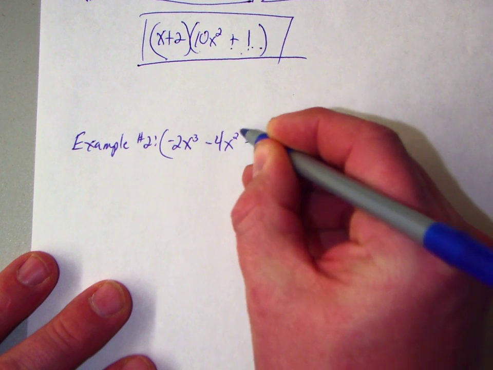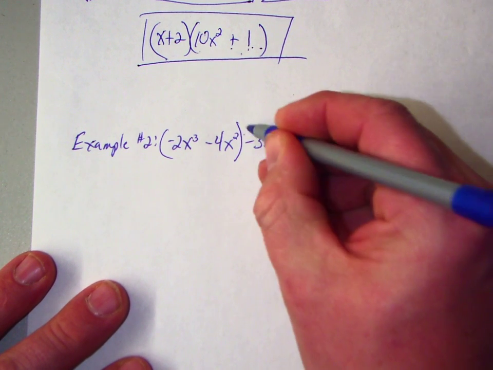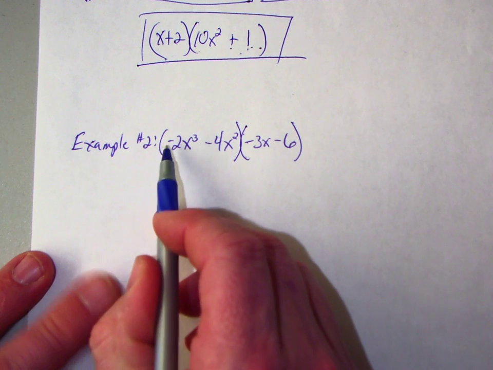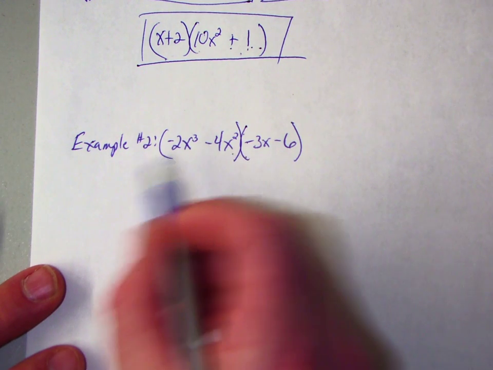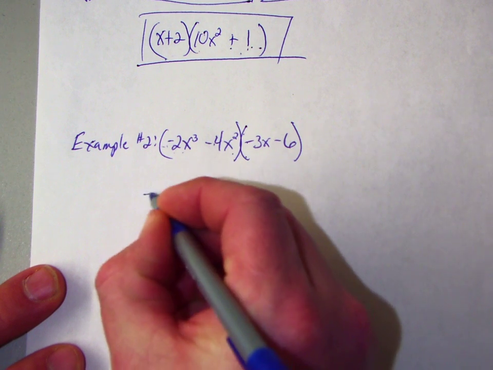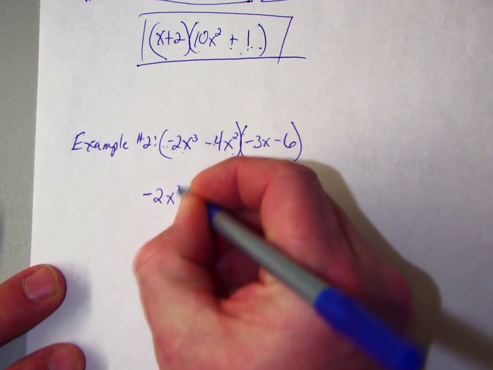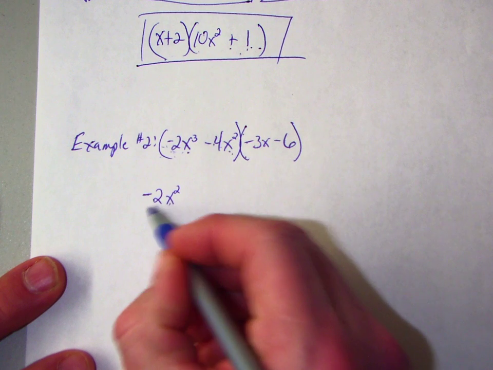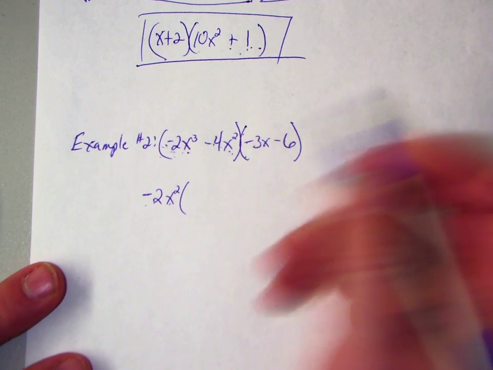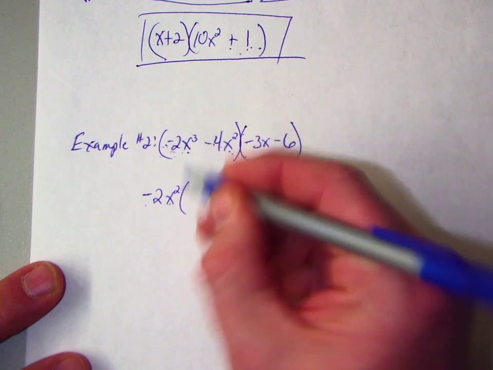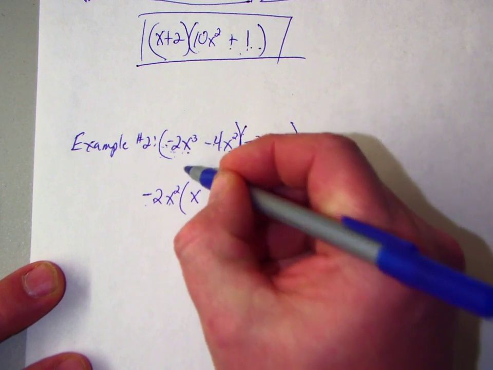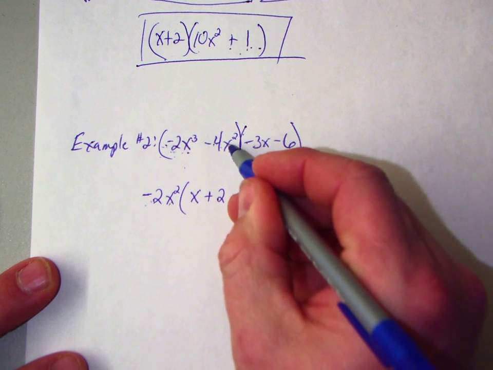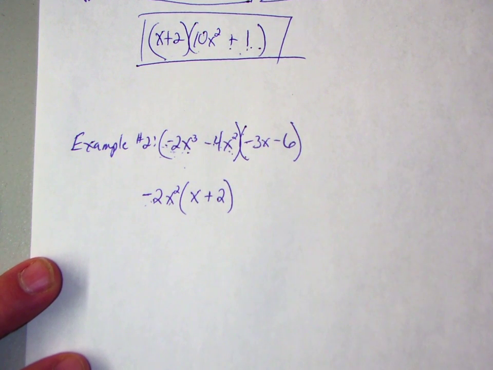Put parentheses around the first 2 terms and parentheses around the last 2 terms. Make sure you put the parenthesis in front of the sign. Looking in the first group, what's common? Well, a negative 2 can go into both of them. So I'm going to factor out negative 2 and an x squared, because this has 3 x's and this has 2, so I can take out x squared. Now I'm going to divide both terms by negative 2x squared. Negative 2 divided by negative 2 is a positive 1. X cubed divided by x squared just gives me x, because 3 minus 2 is 1. Negative 4 divided by negative 2 is a positive 2. X squared divided by x squared becomes 1, so you're left with x plus 2.